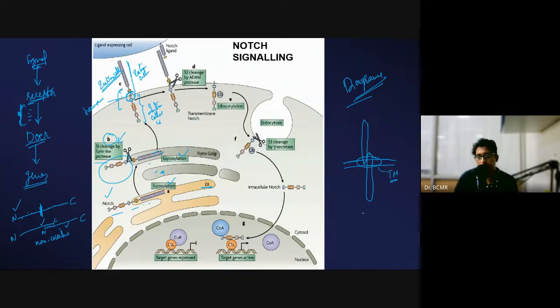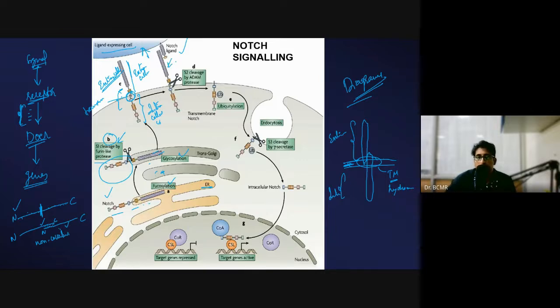The transmembrane region should have a lot of hydrophobic amino acids, just because the interior of the cell membrane has hydrophobic tails. This is the extracellular side, and this is the intracellular side. Now, there is a cell here on top, producing a ligand, which we call the notch ligand. It is the ligand for the notch receptor. If it is there, it will bind to the notch receptor on the extracellular side.